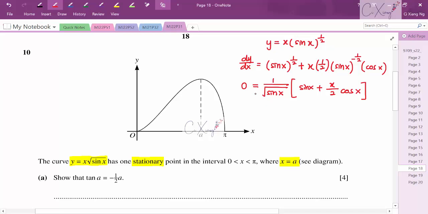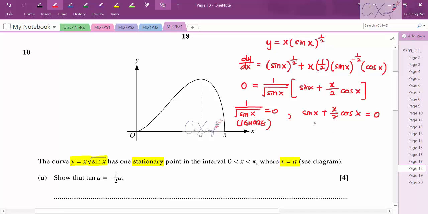Okay, and now if I try to solve this equation, I'm having 1 over square root sine x equals to 0, where we will actually ignore it because there will be a math error. All right, so 1 over square root sine x equals to 0, we actually ignore this answer. And then we are trying to solve for this part. So this part is actually sine x plus x over 2 cos x, it is equals to 0.